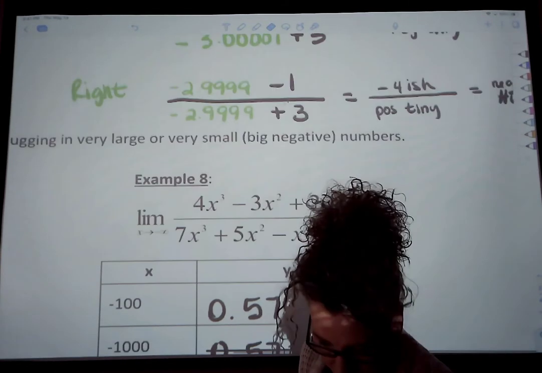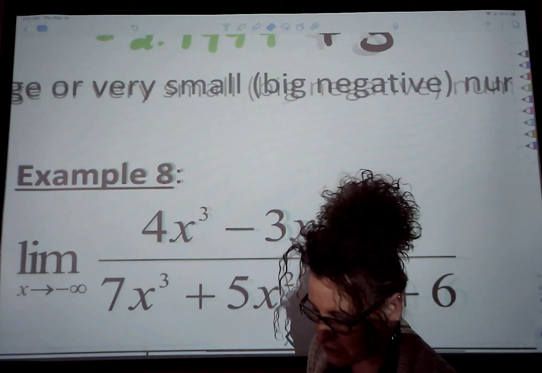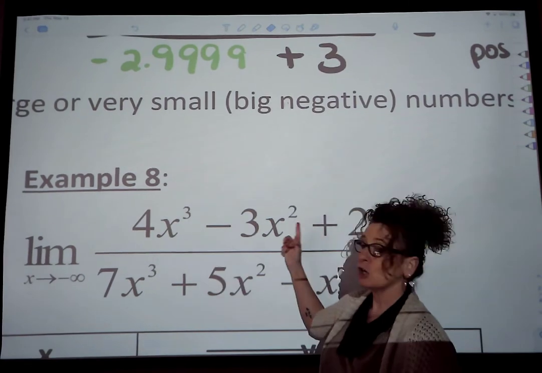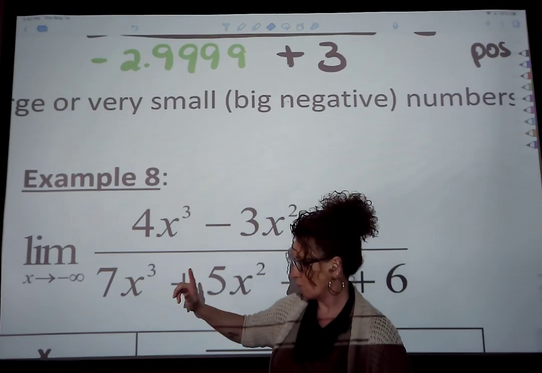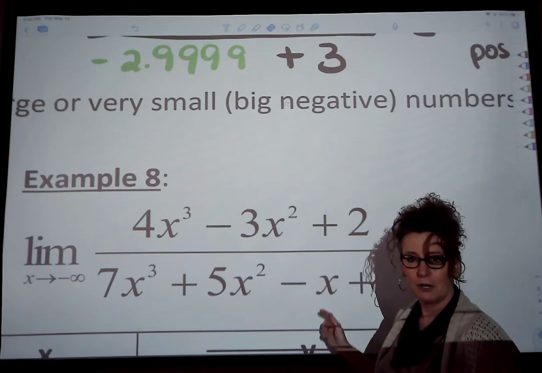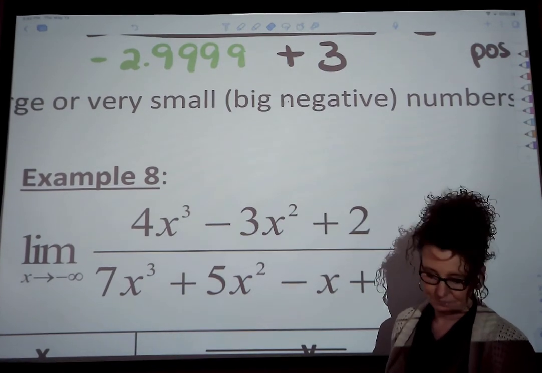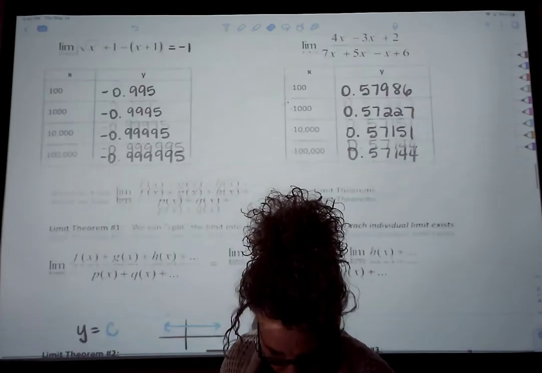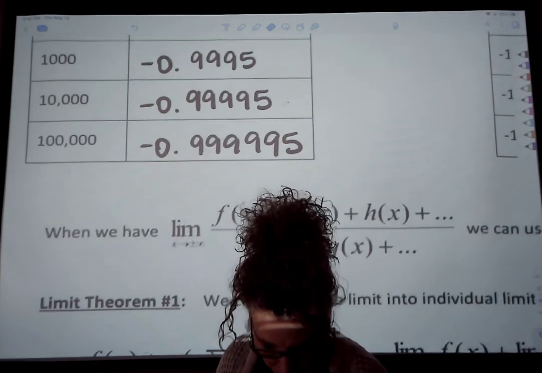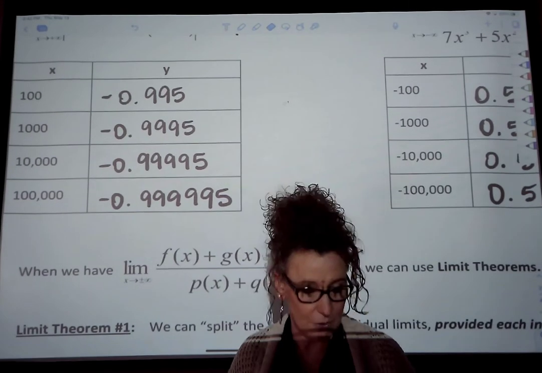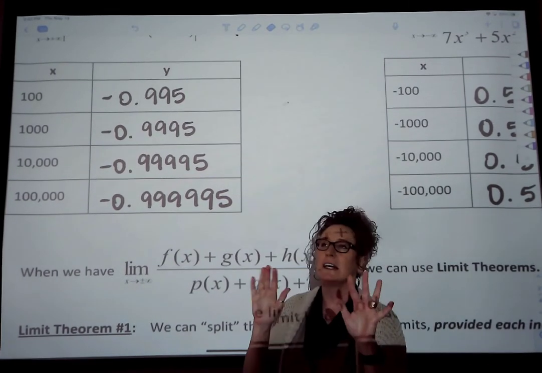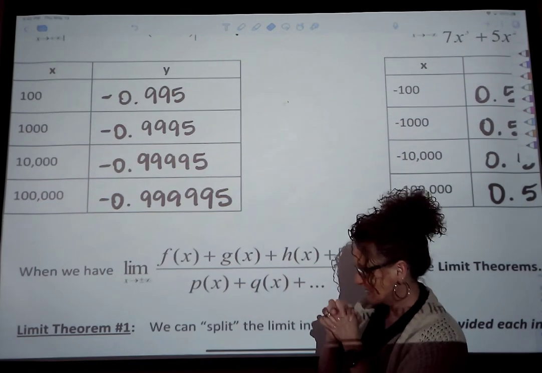Okay, here's the cool thing about this function. This function is a cubic, a polynomial, over another cubic, a polynomial. I'm going to show you some cool tricks to do with limits and polynomials. There's this thing called the limit theorem. Okay, it's going to look awful. It is going to look awful, but it's not that bad.